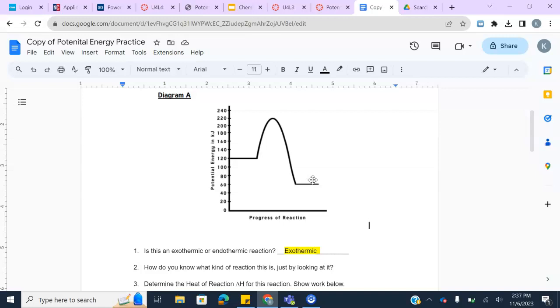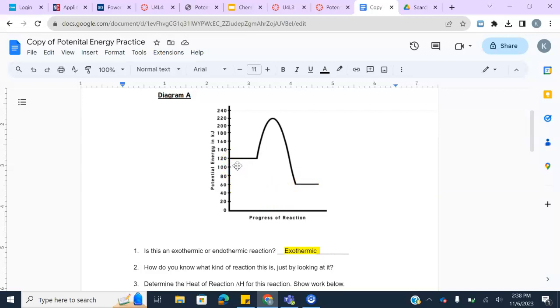So when we're looking at this diagram, the line right here represents the energy of the reactants. Okay, so the reactants that are on the left-hand side of the equation, these are the energy of the reactants. The energy of the products is on the right-hand side. Okay, so if my energy of my products, this line right here, is lower than the energy of my reactants, which is right here, I know it's exothermic.